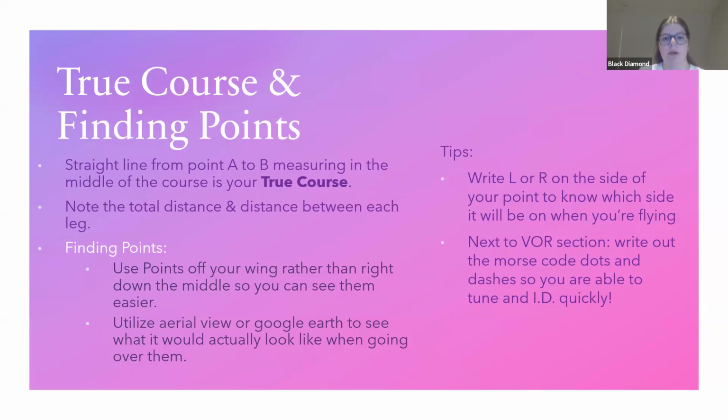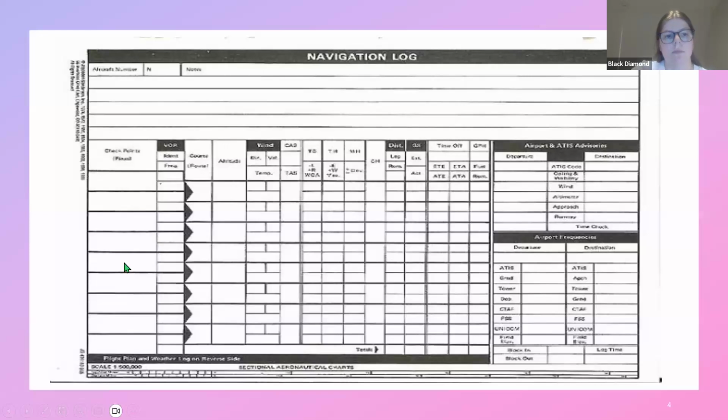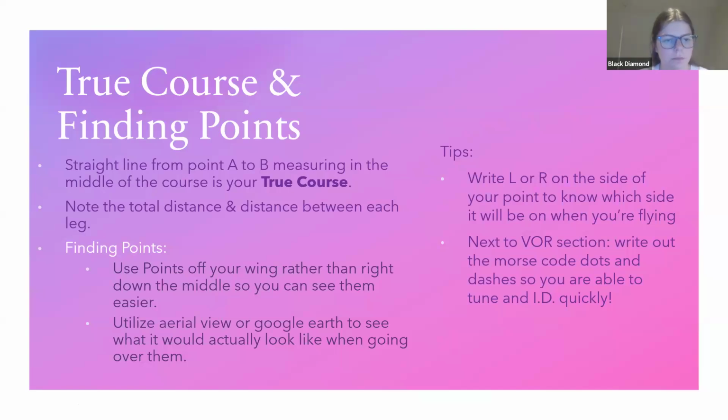So you can go ahead and skip to this column here. Whenever you are finding your points and noting your total distance, because you'll have the total here, then mark each nautical mileage between each point as you're finding it on your plotter.